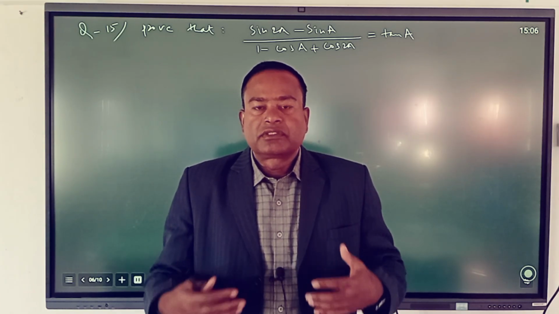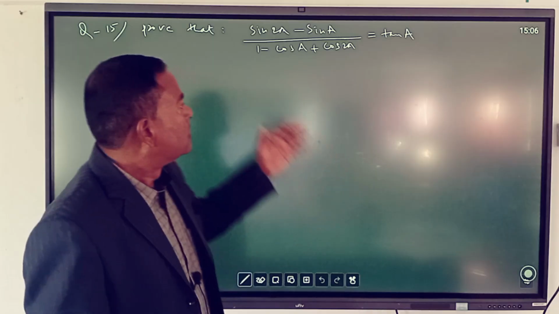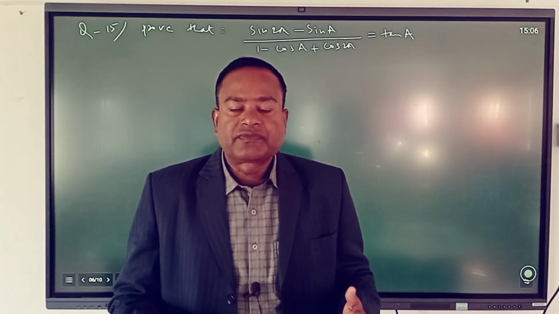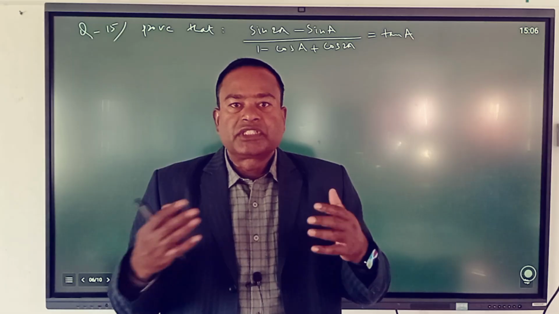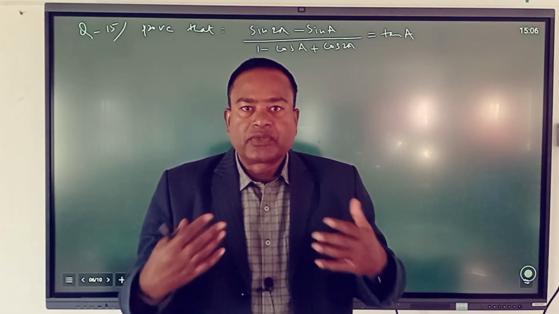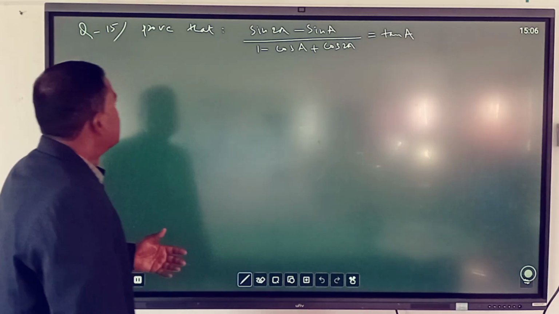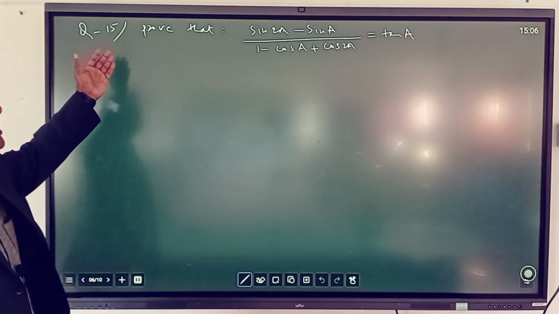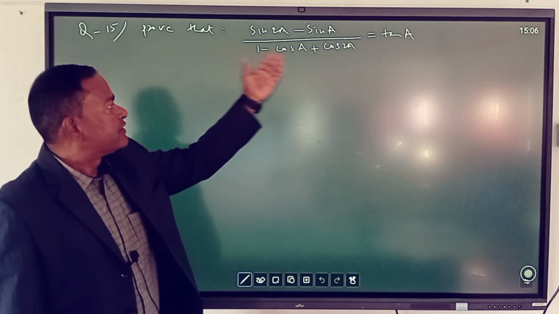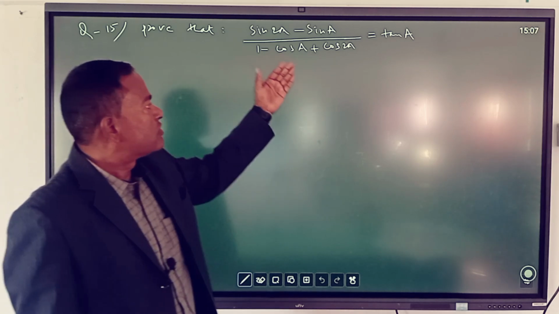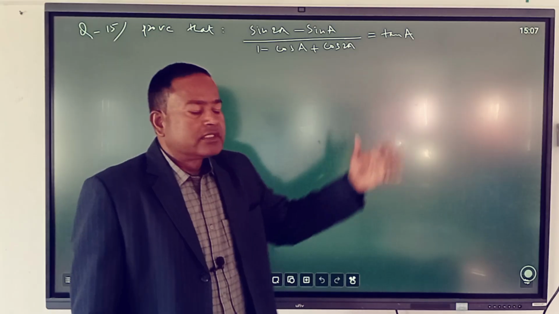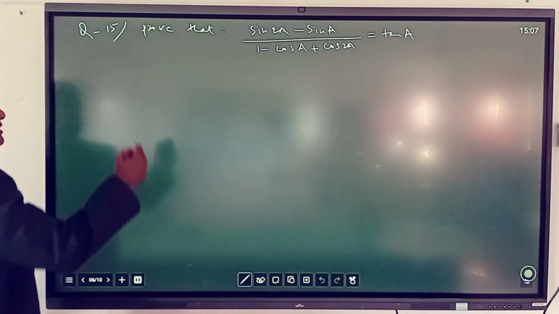Today in this video, we are going to solve one of the most important questions from trigonometry, from the chapter of trigonometric ratios of multiples and submultiple angles. Here we go. Dear student, the question is: prove that (sin 2a minus sin a) divided by (1 minus cos a plus cos 2a) is equal to tan a. So let's take LHS at first.